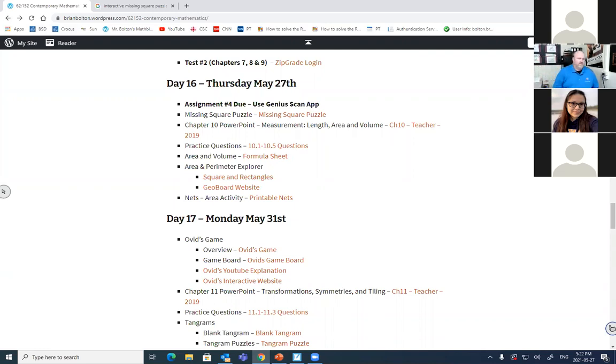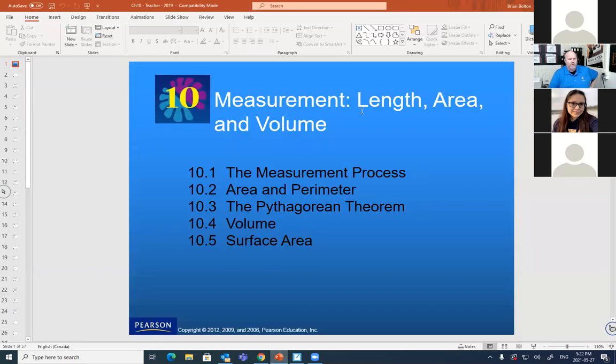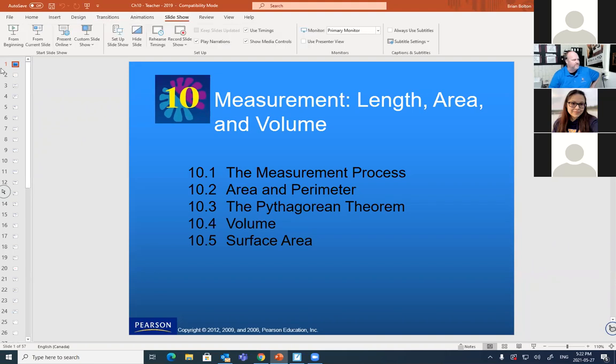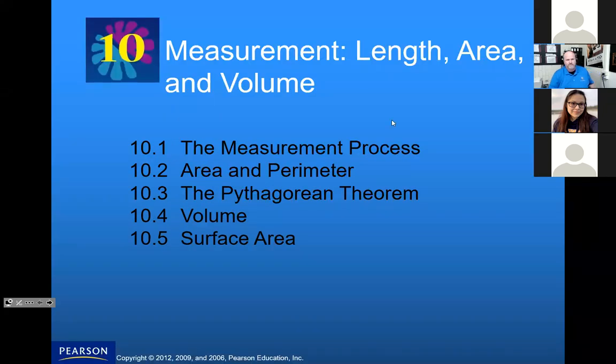Okay, let me open up PowerPoint 10 here. Here we go. So we're breaking this one up today into 10.1 to 10.3. Then we'll do some questions, and then 10.4, 10.5, and then we'll do some questions, just so you get a break, because it's a longer chapter. Yesterday was short, today is longer.